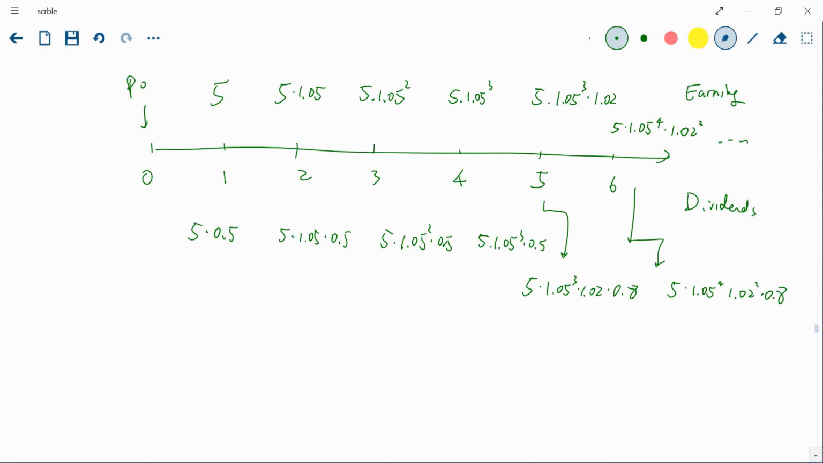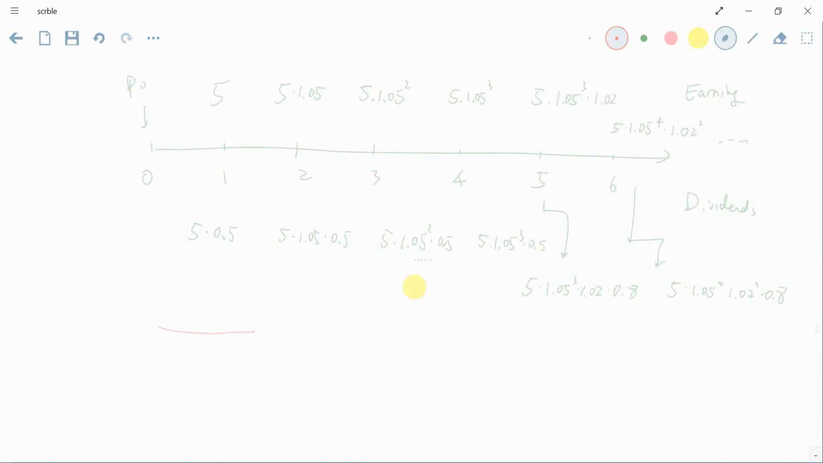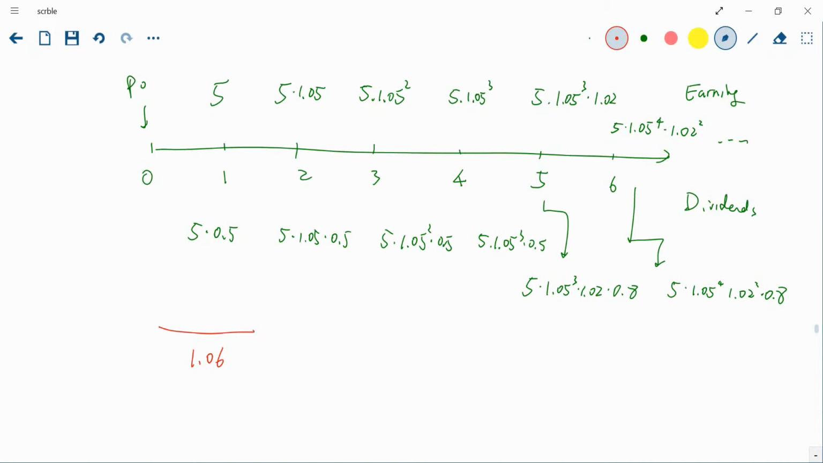So the next thing is to add them up. When adding them up, the very simple way is to discount by the discount rate. The required rate of return, which is the discount rate, is 6%. So the first one gets discounted by 6%, the second one squared, the third one cubed, and this one to the power of 4, and so on.